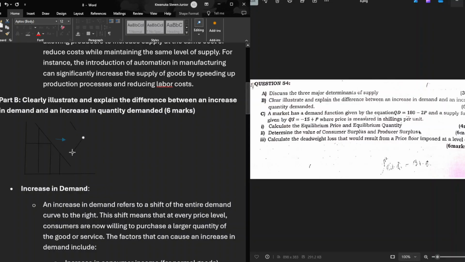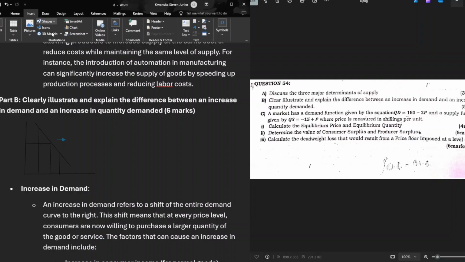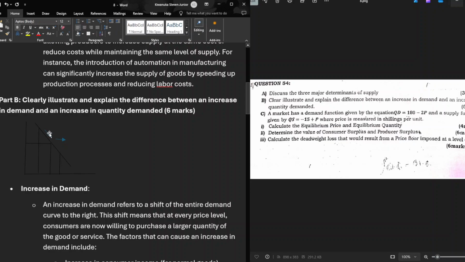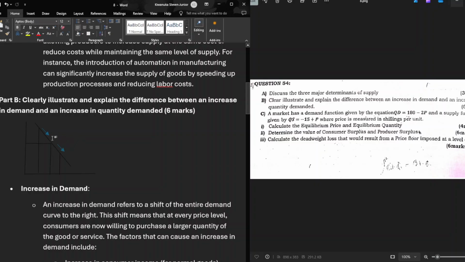I'll have two of them, but here let me use the arrow ones. Increase in quantity demanded. Because all of them are for increase, we will still insert the arrow shape, the first one like that. Control copy, Control V. And you should note all of them are increasing because they are talking about an increase.